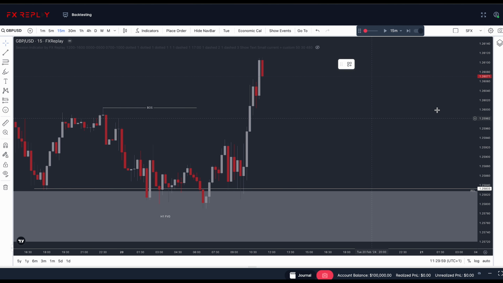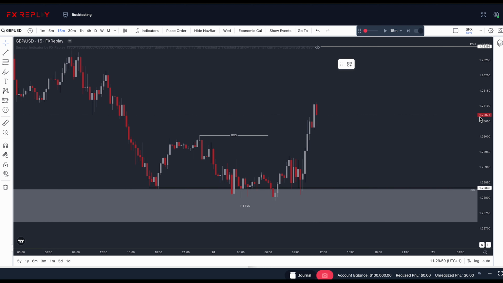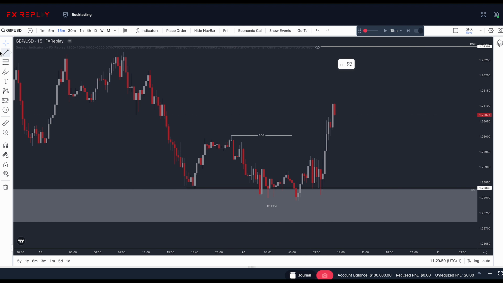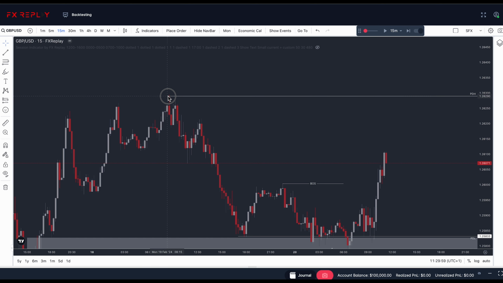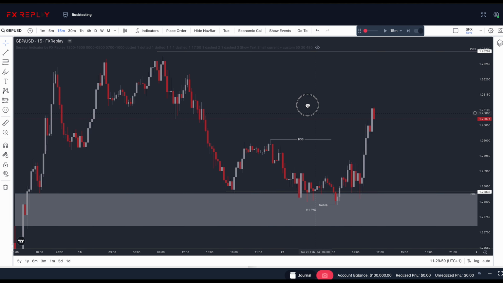Okay, because look, if we zoom out, we have a clear break of structure. We're gonna apply the confluences now. We have a sweep of liquidity, which means that this candle swept all the lows below, right? So we have a sweep, we have a break of structure, and we can target those highs, okay? PDH obviously, and those little highs, right?